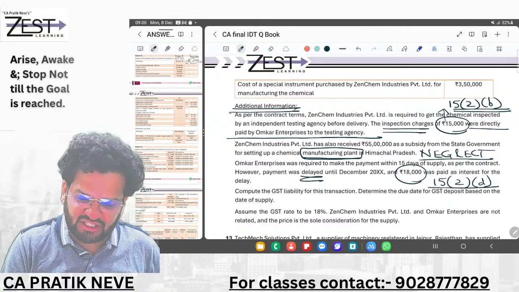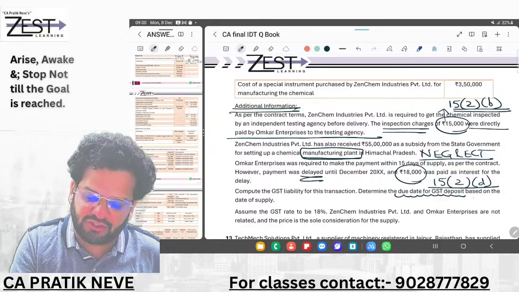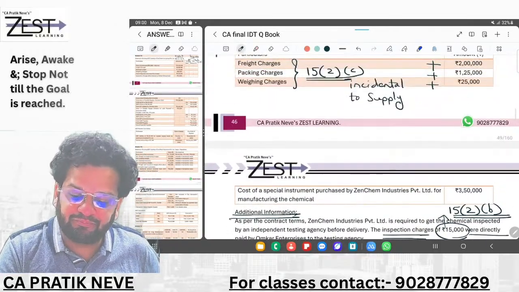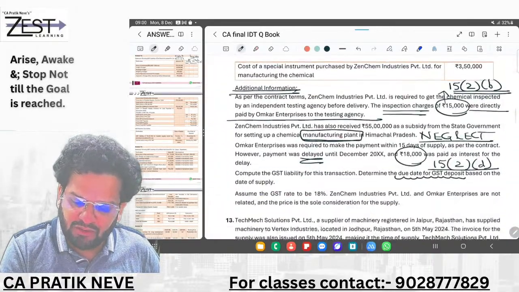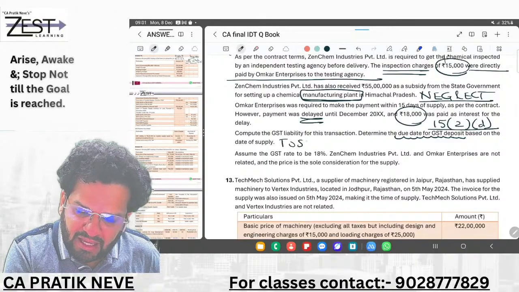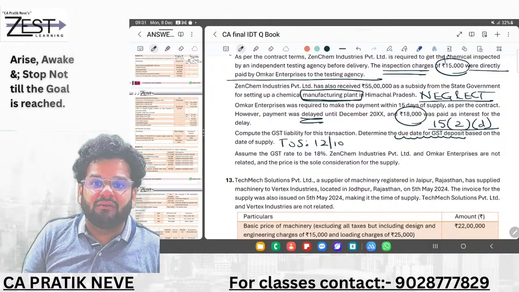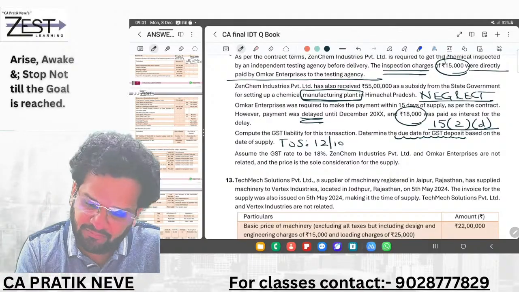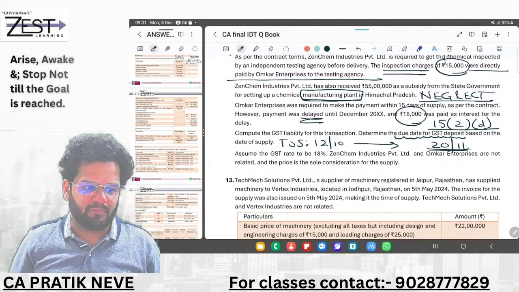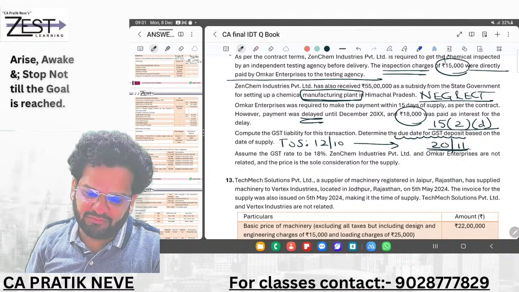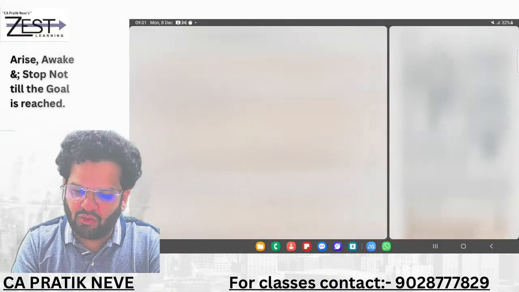Compute GST liability for this transaction. Determine due date of GST deposit. Now see, time of supply was 12th October. So basically GST will be paid by 20th of the next month. So GST's due date will become 20th November. Is it clear to all of you? Yes, sir. So let's go ahead, friends.